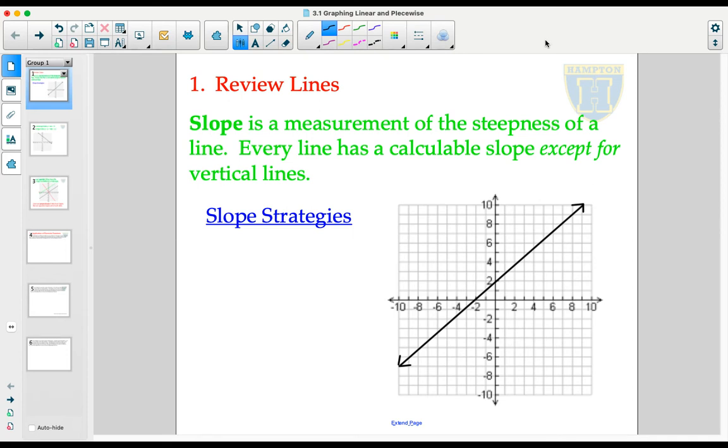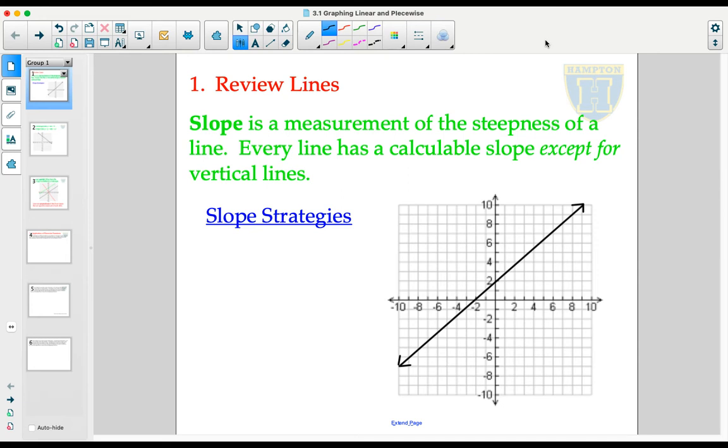Reviewing slope: slope is a measurement of the steepness of a line. Every line that we come across will have a calculable slope except for vertical lines. Vertical lines have a slope that is undefined. We have a variety of strategies for determining the slope of a line and a number of different representations for that slope.